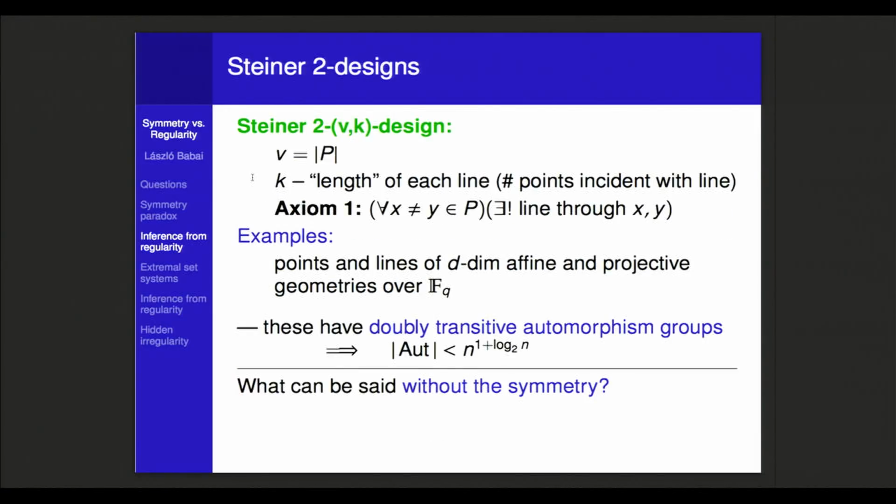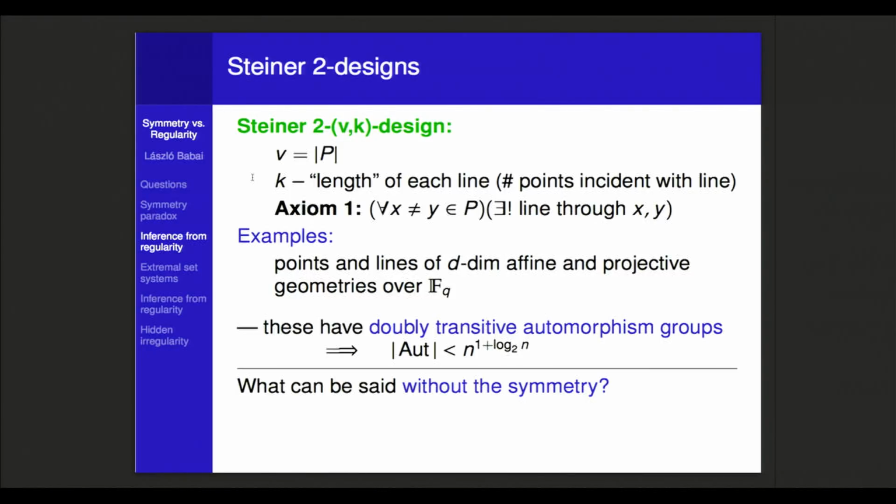Okay, let's get back to Steiner designs. So examples of Steiner designs are the points and lines of the d-dimensional affine space, and also of the d-dimensional projective space. So these are the two most standard examples. These have doubly transitive automorphism groups. I mean, we can directly check that the automorphism group is not greater than essentially n to the log n, but also we know separately from the fact that they are doubly transitive. The question is then, what can be said without the symmetry?